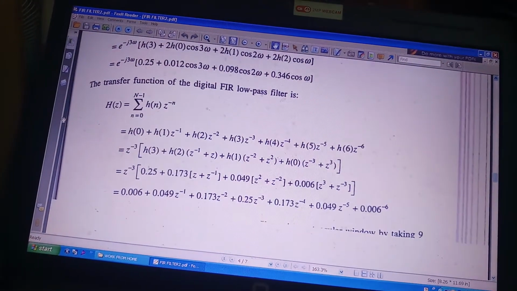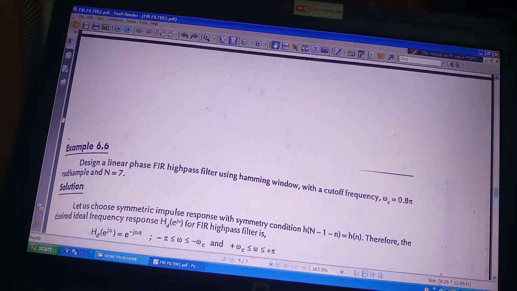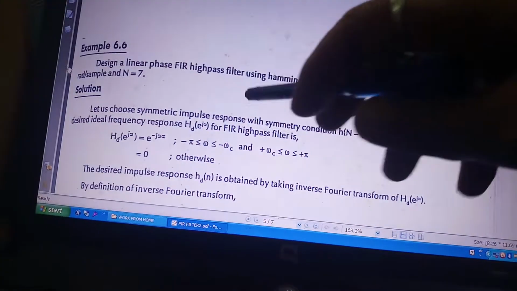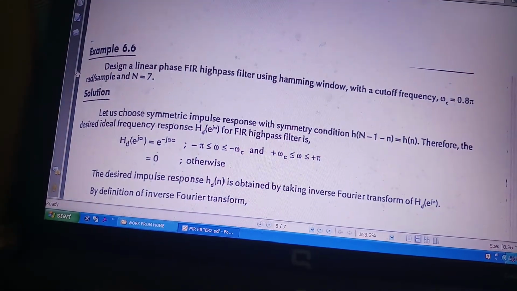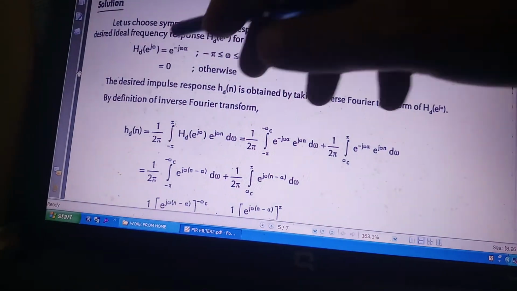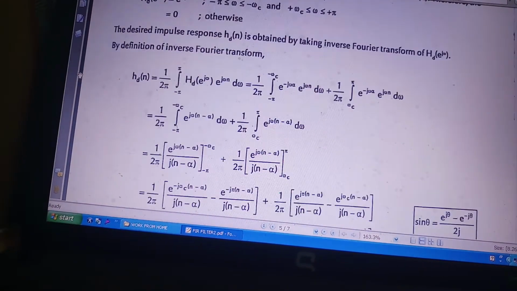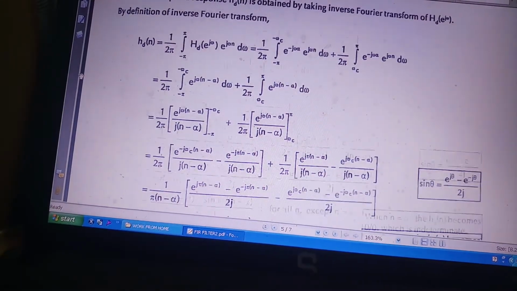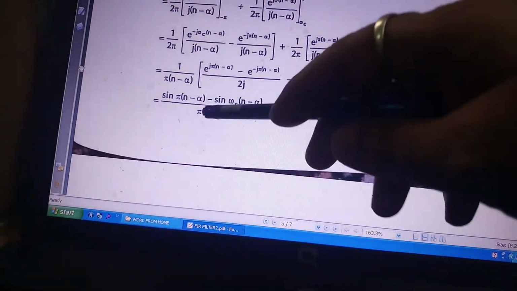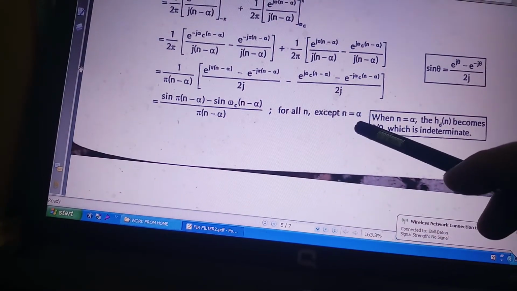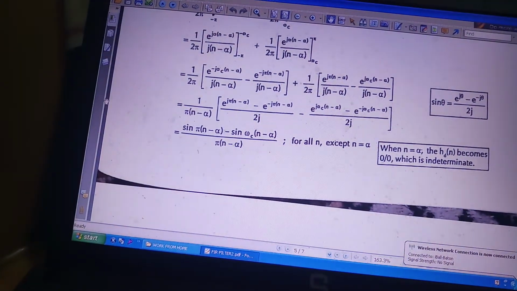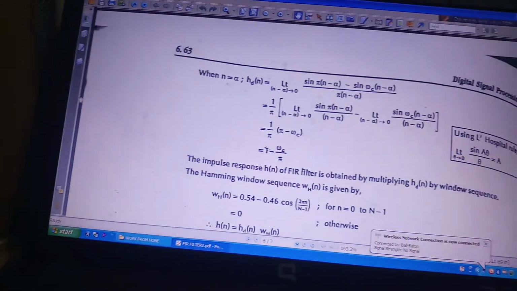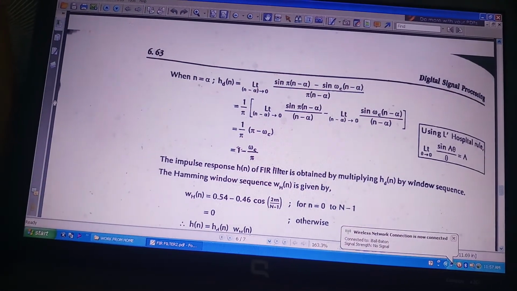Just to give you one more example, suppose I want to design a linear high pass filter. If I have this cut off frequency with 7 samples, the frequency response is given by this. Again the computation continues. This is the result I get for all n except for n equal to alpha, because if I put n equal to alpha, this factor becomes 0 and it becomes a discontinuous function. So I have computed that again.